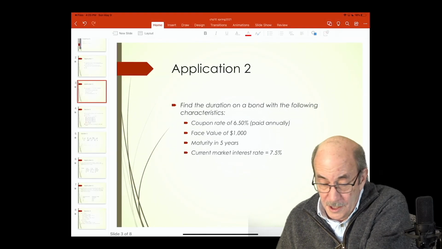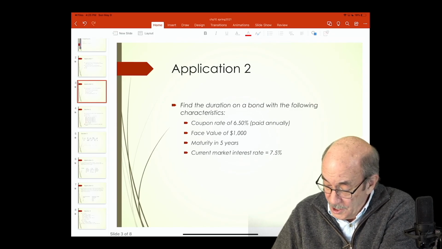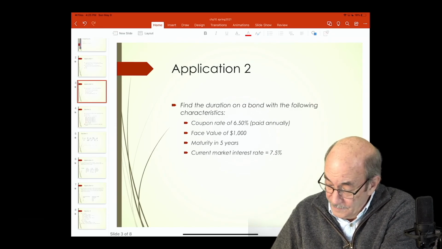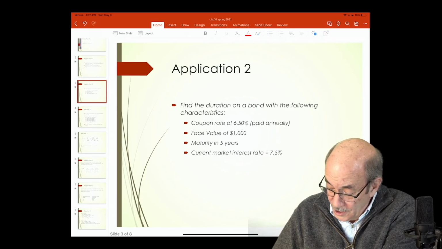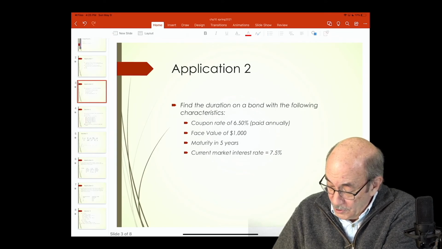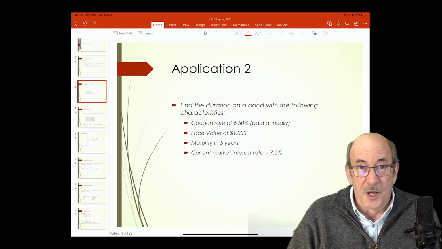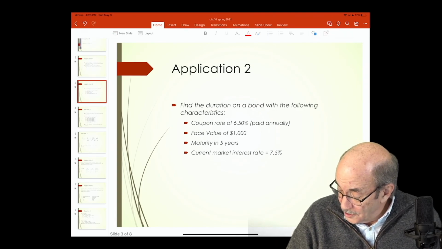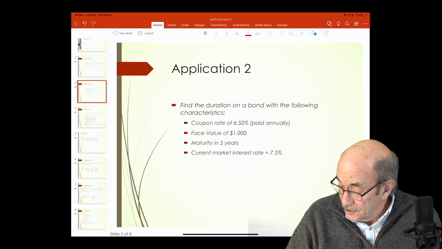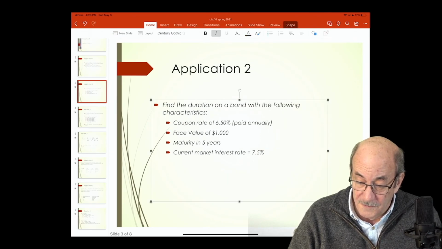So we've got a 6.5% annual coupon, face value of 1,000, maturity of 5 years, and a 7.5% market required rate of return. All right. The first step in both of these would be to simply price that bond. Actually, I take that back. In the shortcut formula, you don't even have to get the price, so that saves even more time.